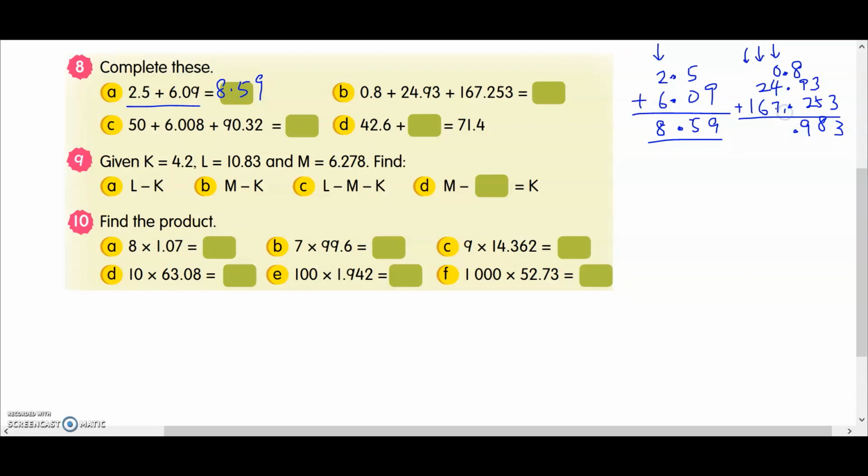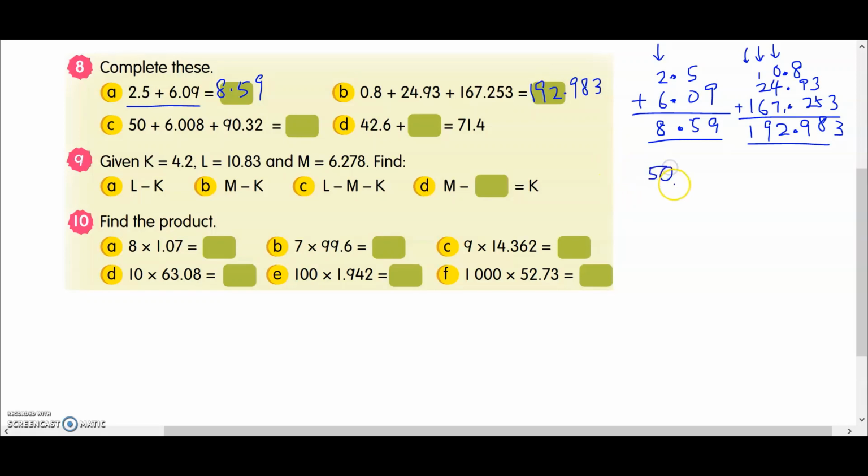You write 1 here. 7 plus 1, 8. 8 plus 4, 12. 1 plus 2 is 3. 3 plus 6 is 9. And then 1. So your answer is 192.983.